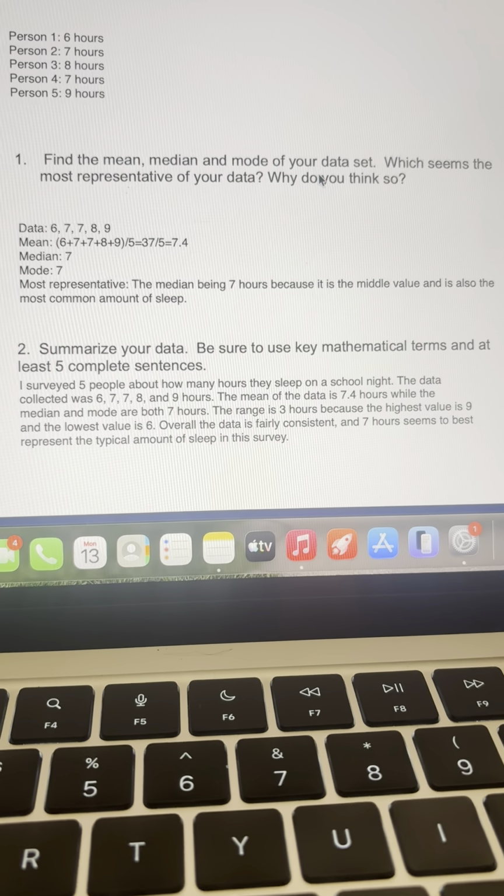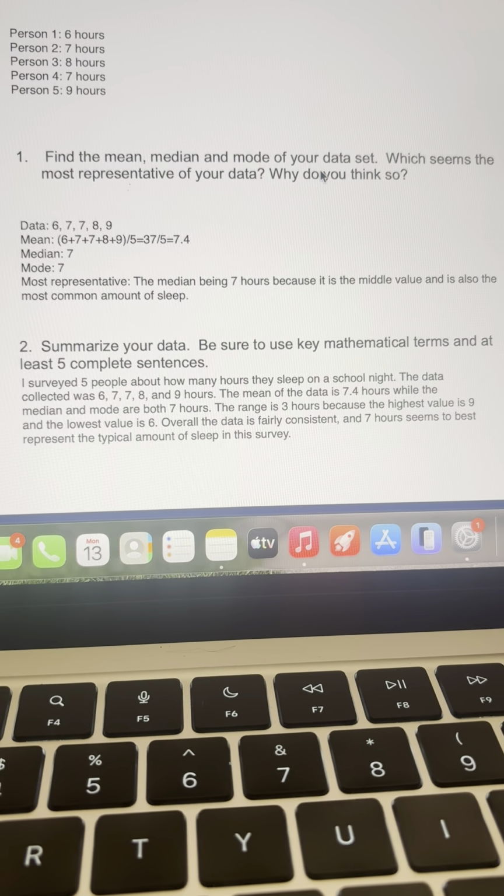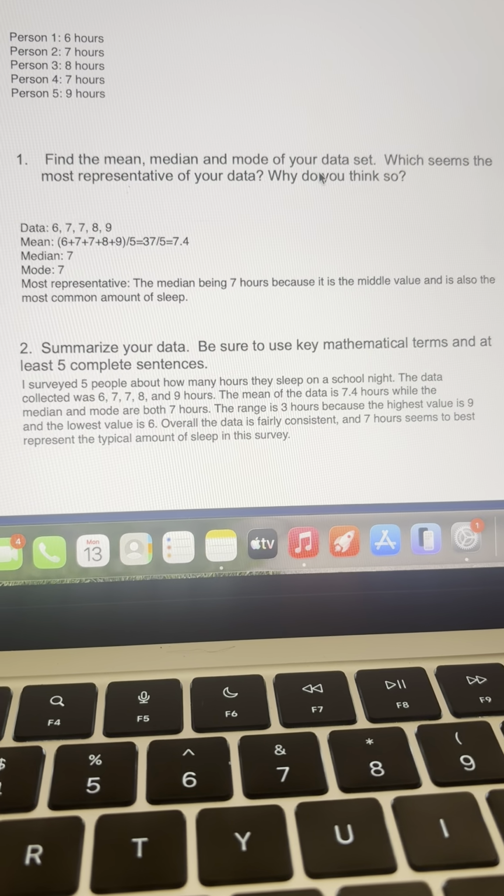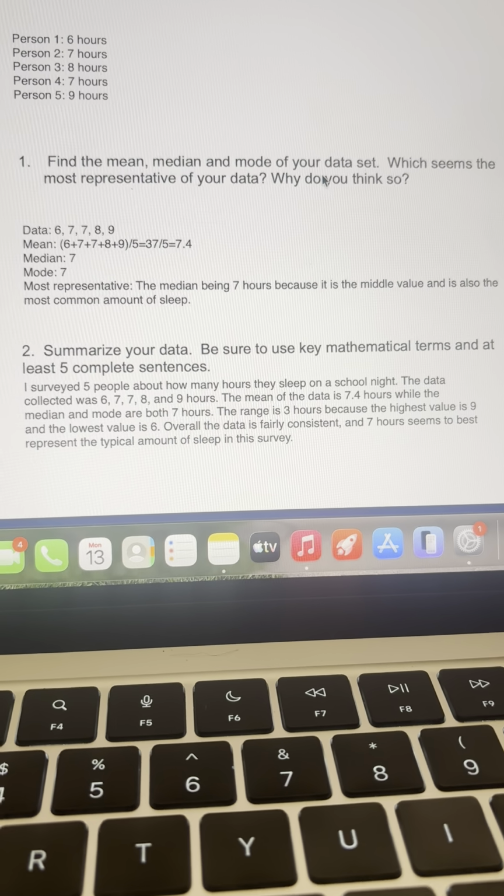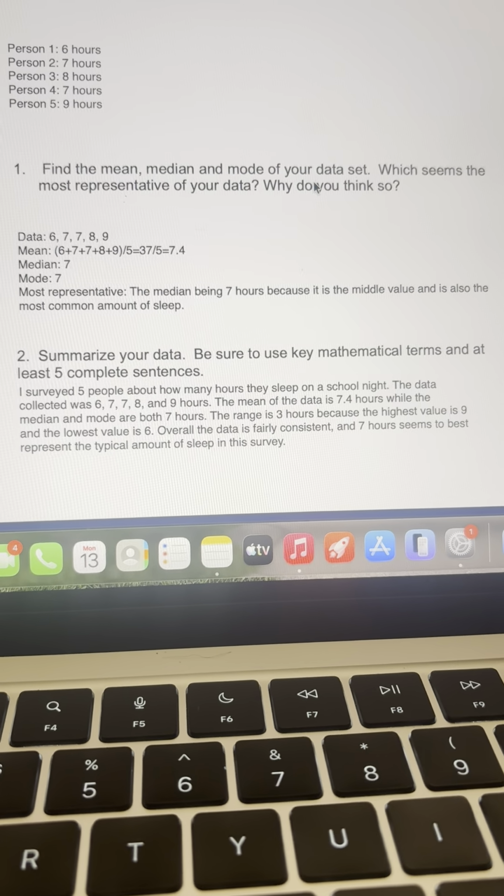So given my data, I added all those and divided them by 5. And then 37 divided by 5 is 7.4. So that's the mean. The median is 7 and the mode is 7. And I think the median being 7 hours is most representative because it's the middle value, and it's the most common amount of sleep.